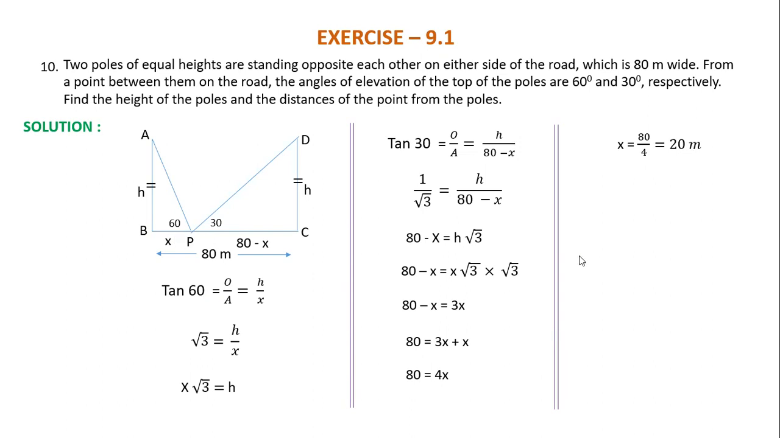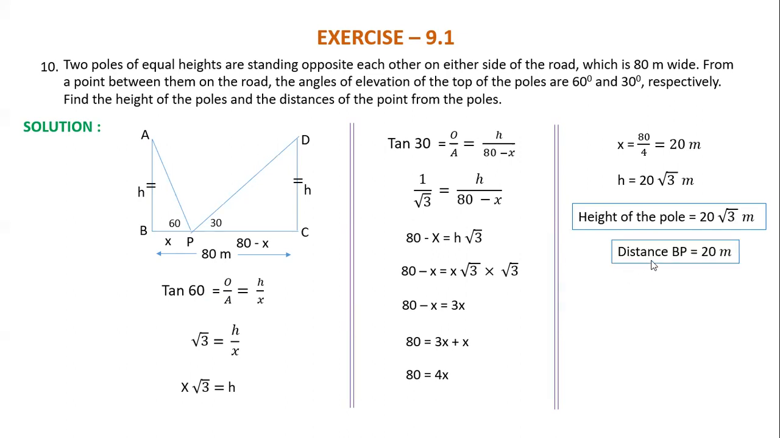X is 20 meters. So what is h? H is equal to x root 3, that is 20 root 3. So the height of the pole is 20 root 3. So that was the first part of the question. The distance of the point from the poles. Distance of the point from the pole is 20 meters, because that is the value of x which we got.